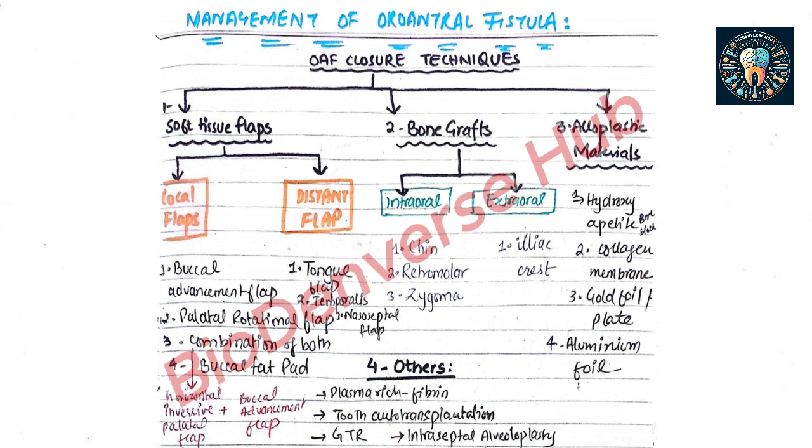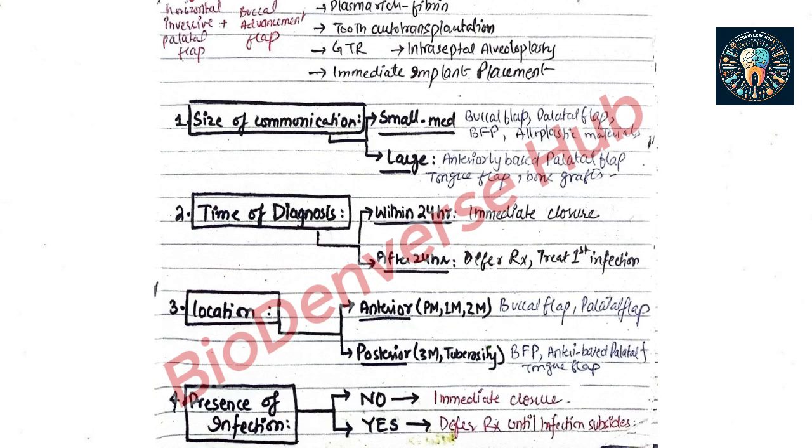We also have some other options as well, that is platelet-rich fibrin, tooth autotransplantation, guided tissue regeneration, intraseptal alveoloplasty, and immediate implant placement. So these were some other options available in the management of the oroantral fistula. We also have certain guidelines in that.